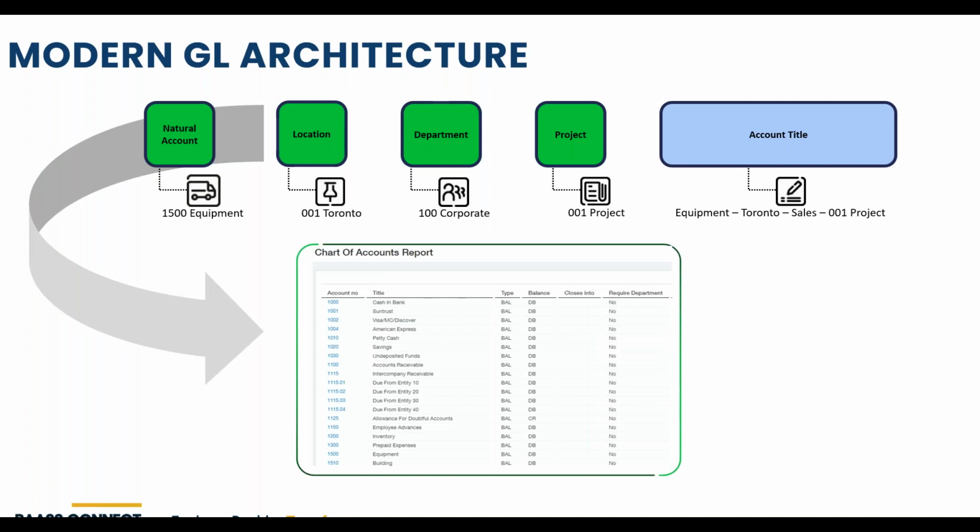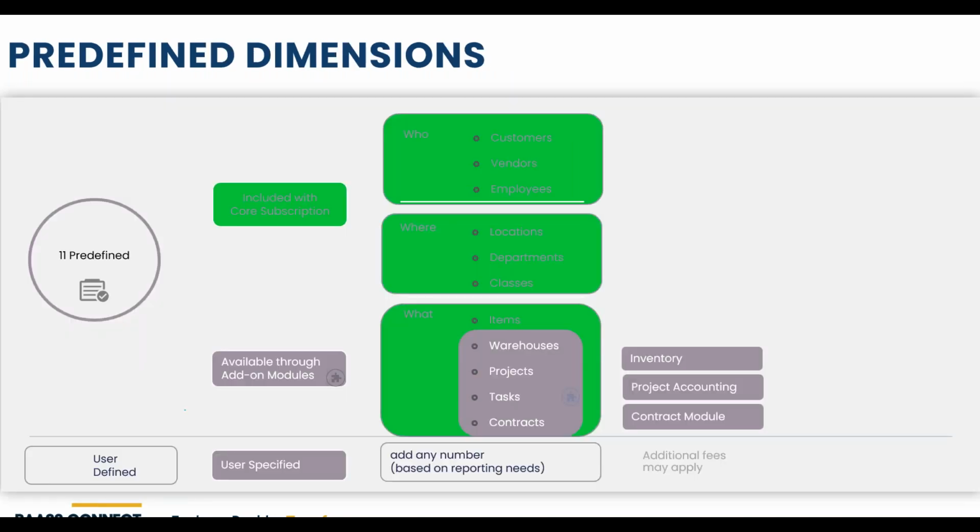However, what is different with Sage Intacct is that Sage Intacct only has a natural GL account. So if you go back and take a look at your chart of accounts, you could probably narrow it down to about 100 to 150 unique GL accounts. Then how is Intacct going to allow you to track location, department, projects, and so on? Well, it's by leveraging the dimension technology.